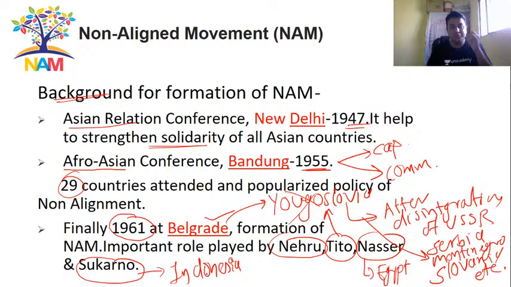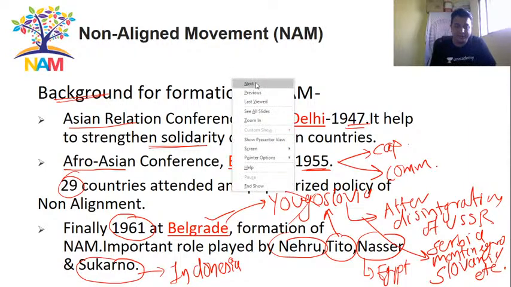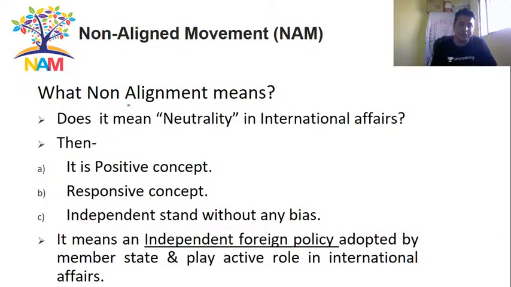So NAM was basically the brainchild of these four great leaders of that time. Clear? So this was a background. 1947 Asian Conference, 1955 Afro-Asian Conference. This conference culminated into the formation of NAM in 1961 at Belgrade. Okay. Next.